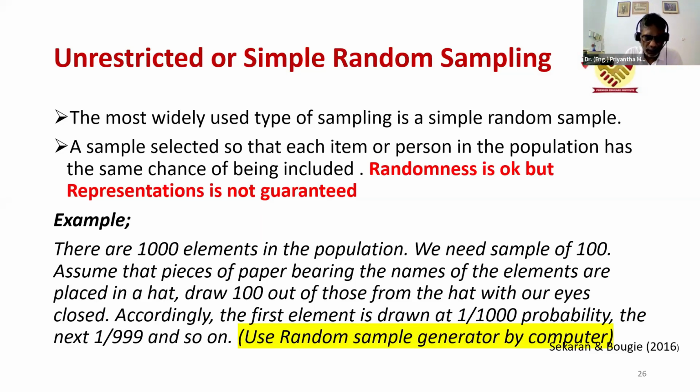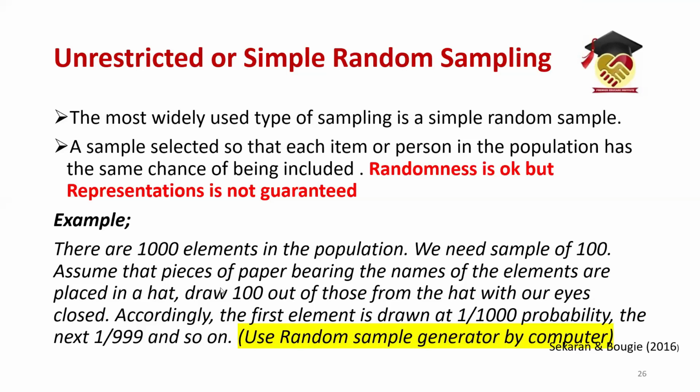So this is very simple. And I explained to you, the randomness is guaranteed, but the representation is not guaranteed at all. I think you understand, right? So there are 1,000 elements. Out of this, you want 100, right?